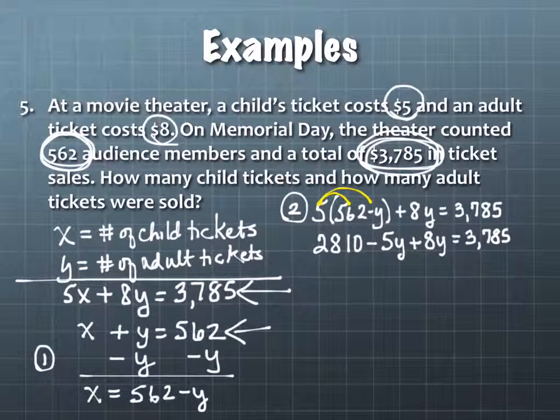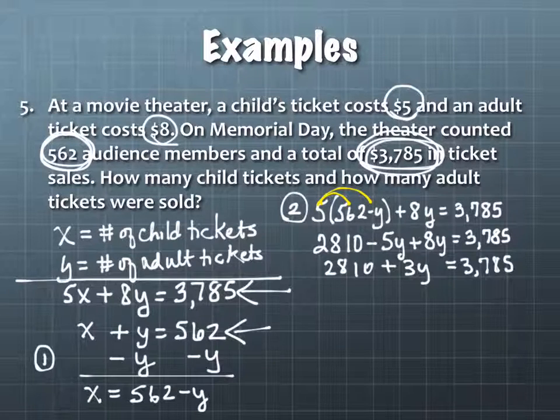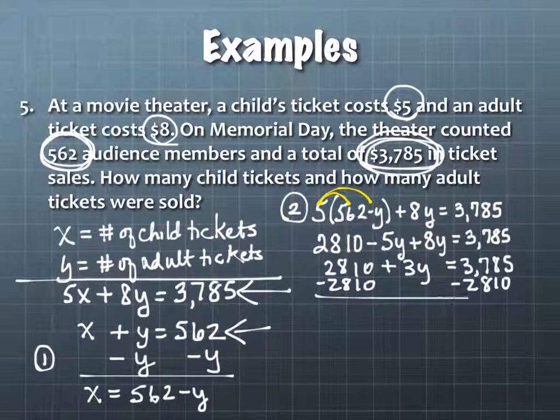All right, I've got negative 5y plus 8y. That's 3y, right? Okay, what's next? Subtract the 2,810. Okay, so what is that if you take 3,785 minus 2,810? 975. One more step. Divide by 3.